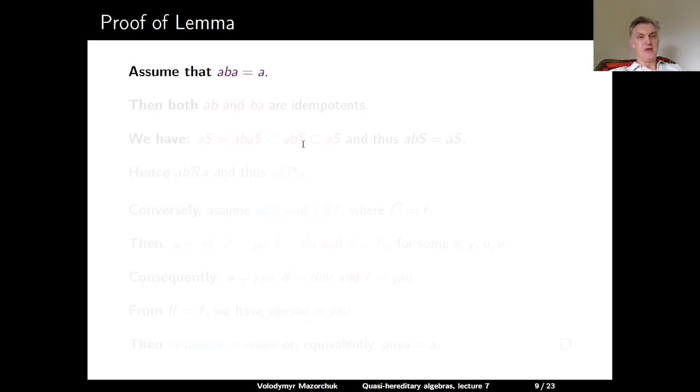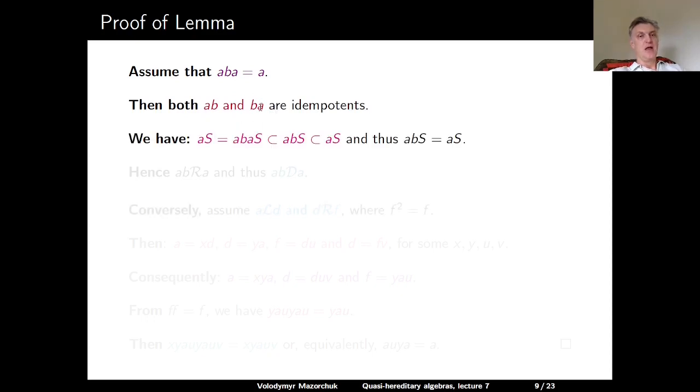So assume that ABA is equal to A. Then, multiplying with B on the right or on the left, we see that both AB and BA are idempotents.